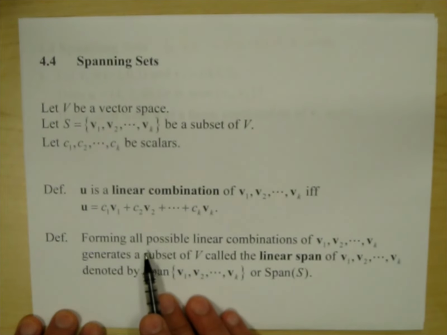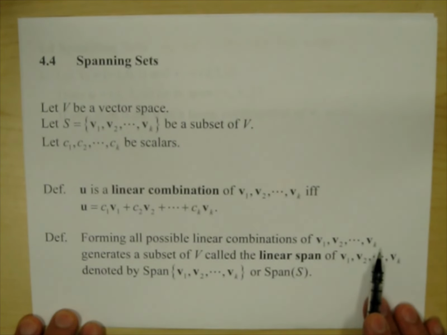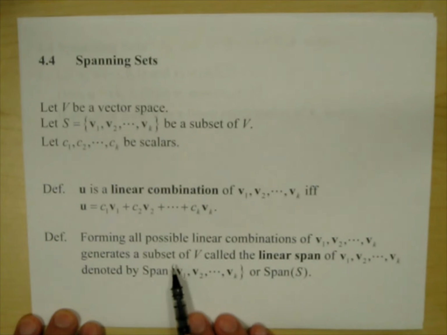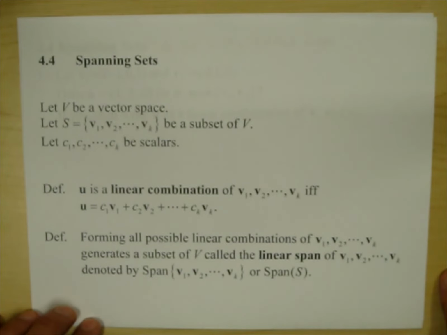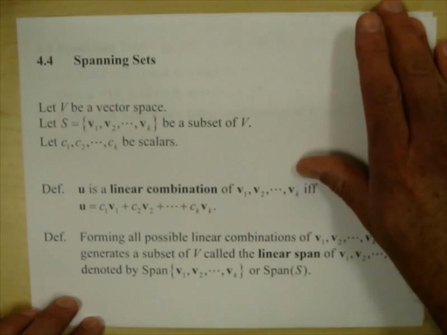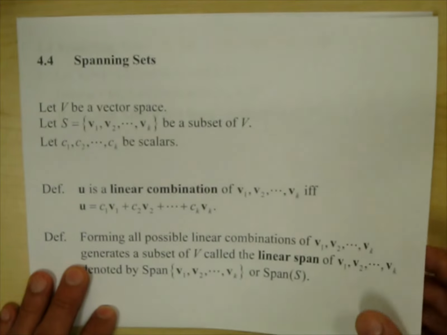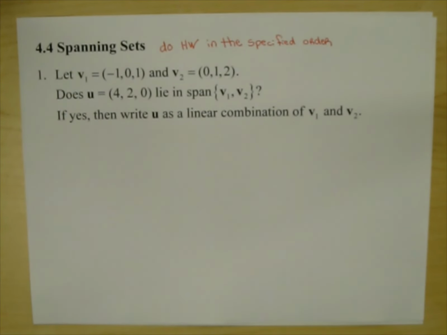So forming all linear combinations of the VIs generates a subset of V called the linear span of the VIs, denoted by the word span V1, V2, yada yada yada, VK, or span S, since S was that. So I know these are very technical, and the only way we'll get comfortable with them is by doing examples, and you'll get truly comfortable with these when you do your homework.